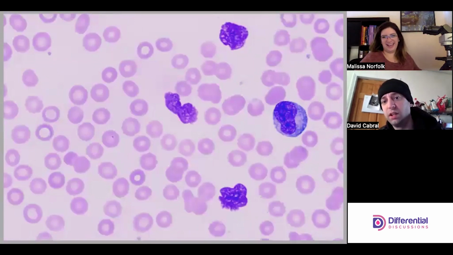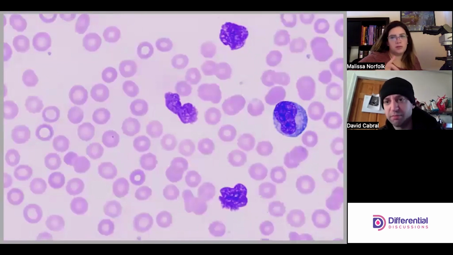Ooh, okay. So that looks kind of reactive, right? Yeah, that's an interesting one. I don't know that I want to call him reactive though, just in the context of CLL. I 100% agree with you. I feel like it's a CLL lymph. It's not reactive enough in the cytoplasm, and the nucleus doesn't look reactive.